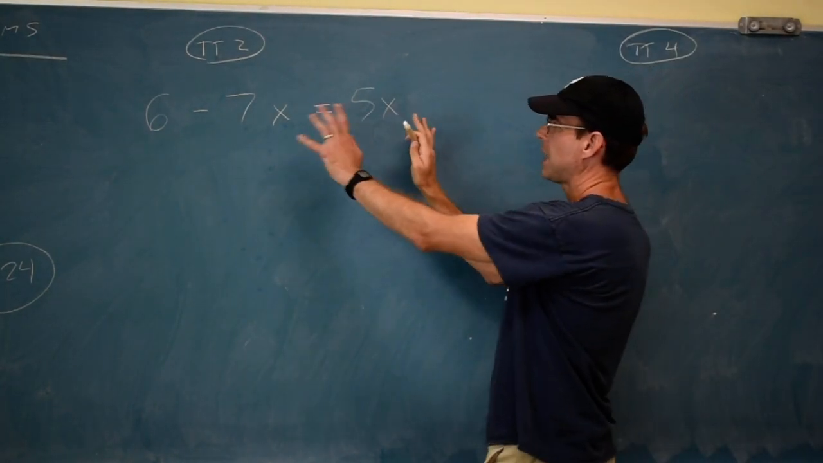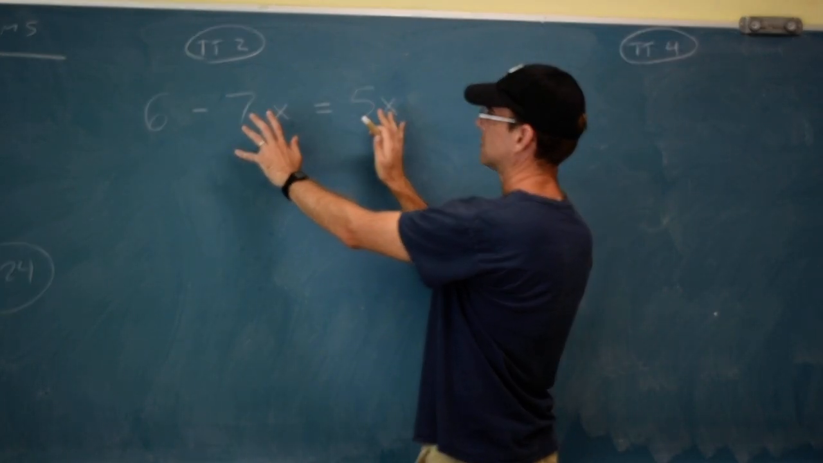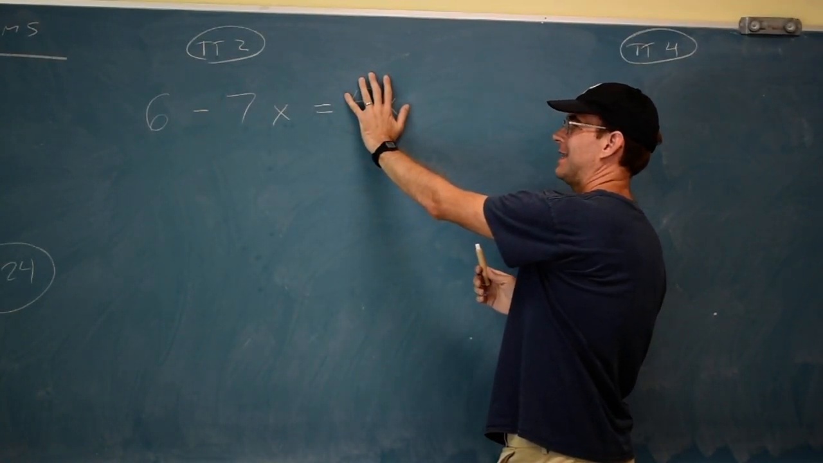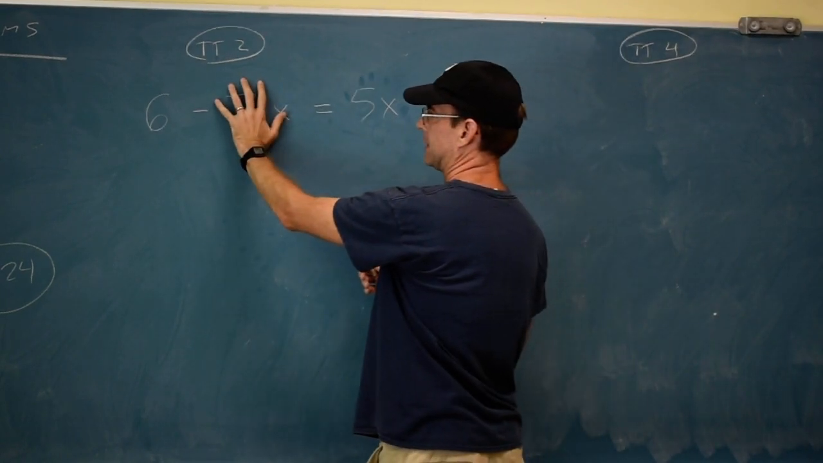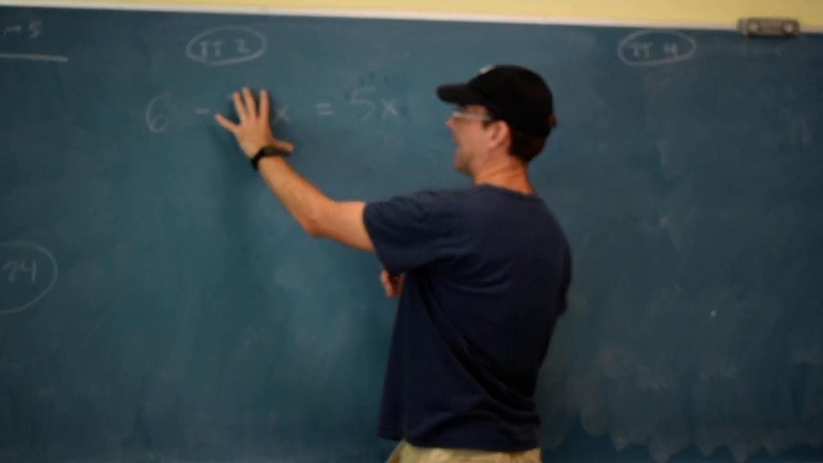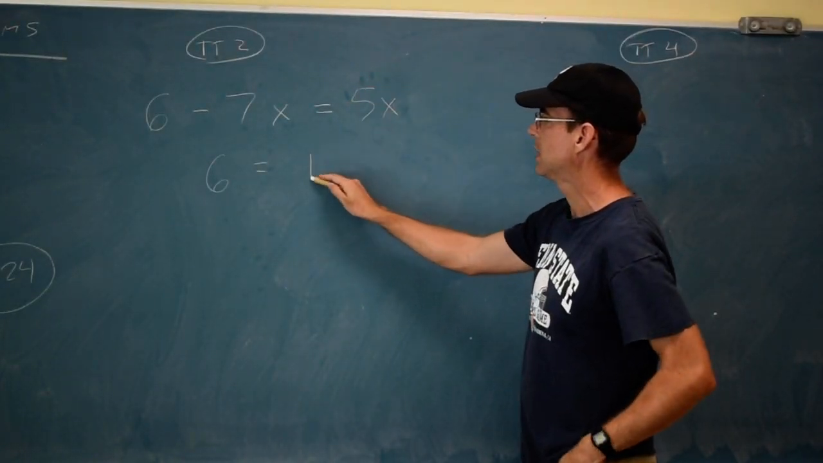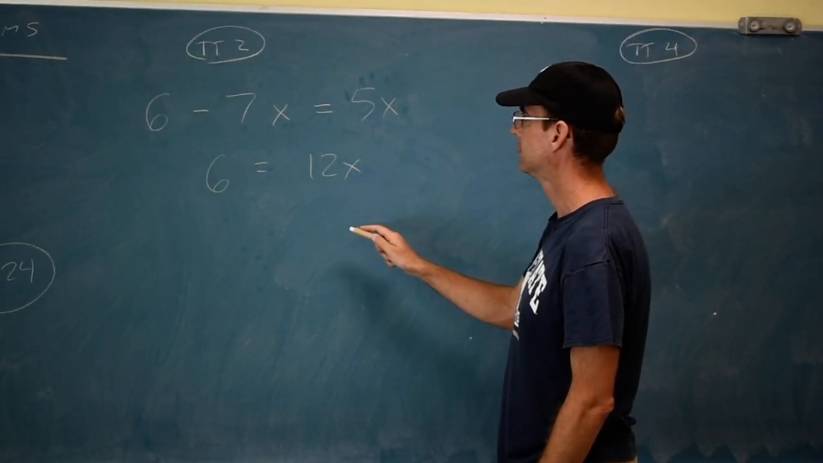There's x's on each side. We need to get rid of one or both of those. I wouldn't get rid of this one because then you empty that side and that's just a little awkward. I'd get rid of this one. To get rid of a negative, we look to add 7. So adding 7x to this, we come out with 12x.